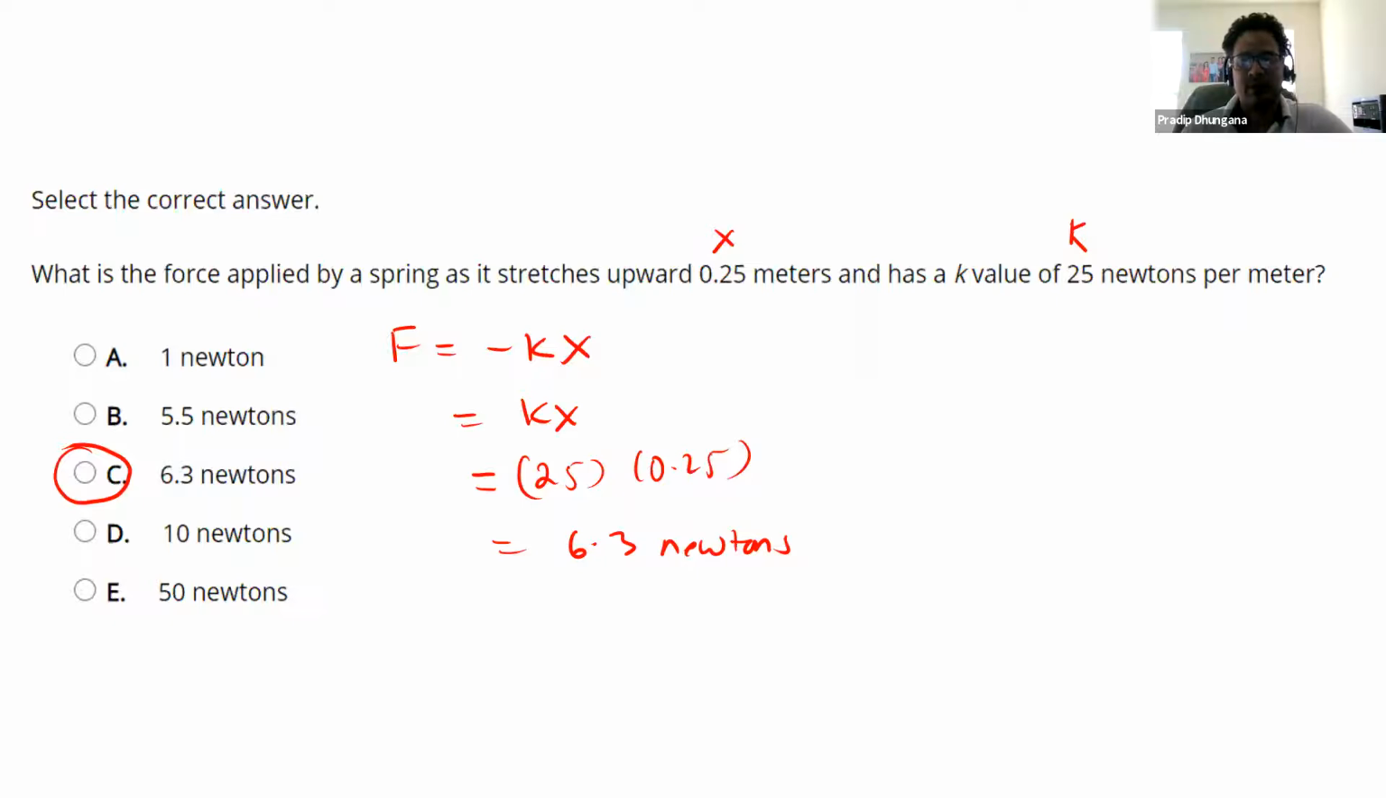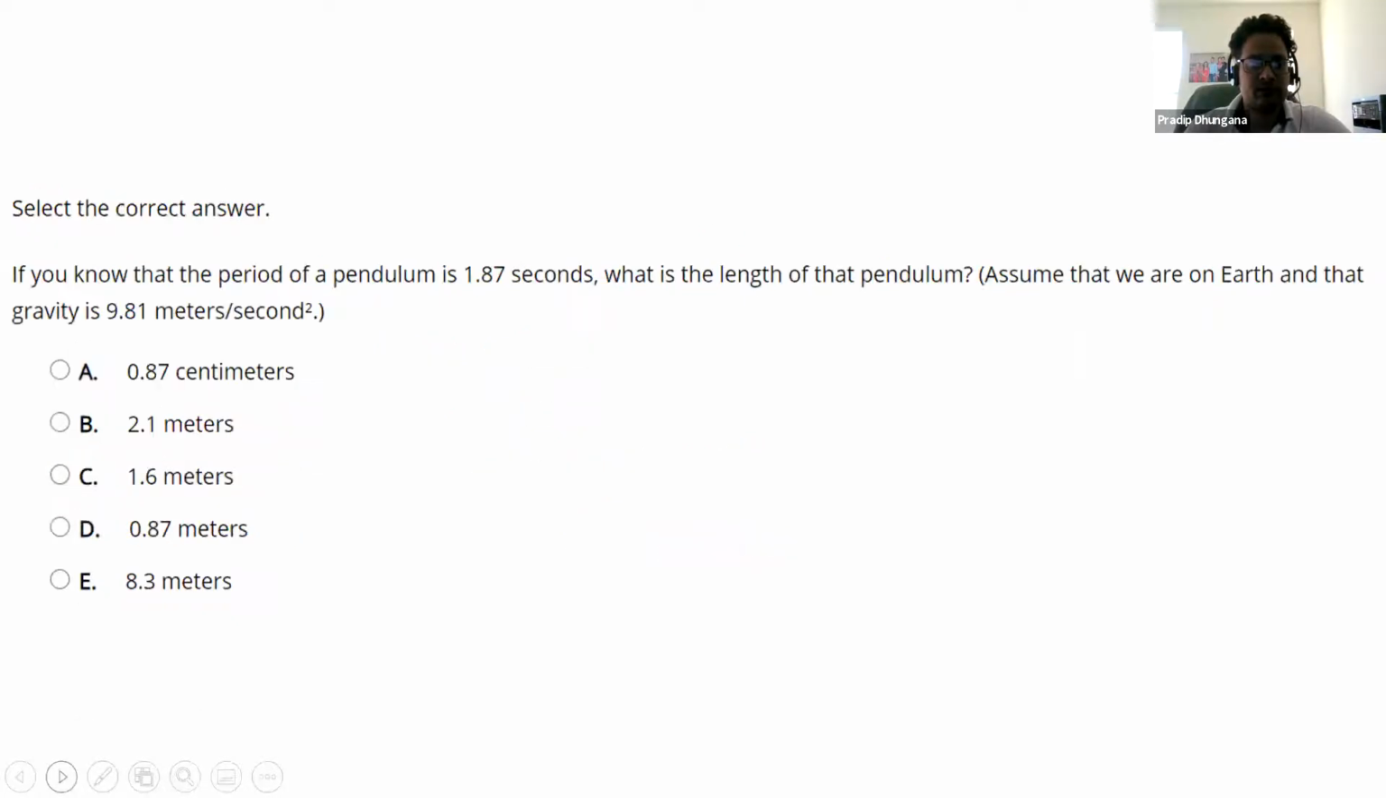I just want to make sure that all of you got this problem. If you understood this problem, please give me a thumbs up or any other reaction. Now let's go to the next question.